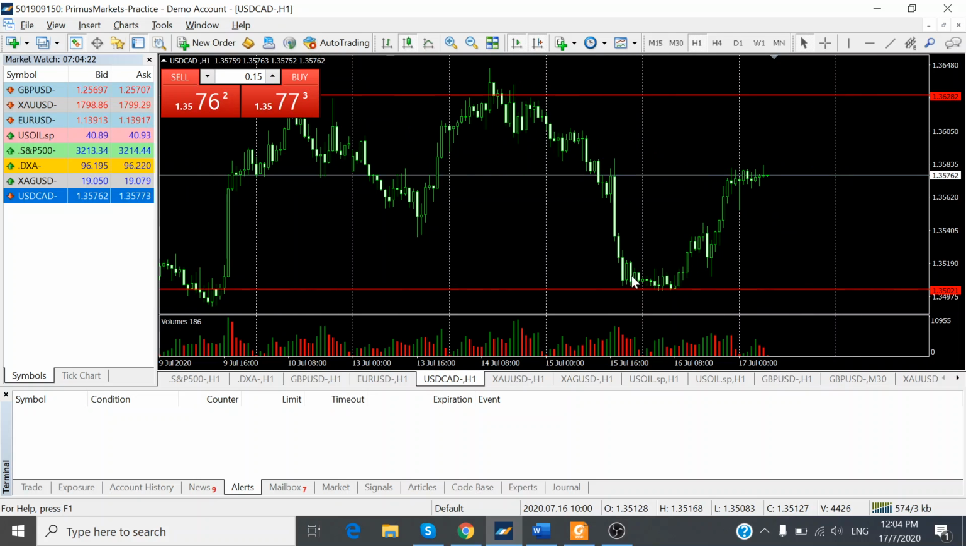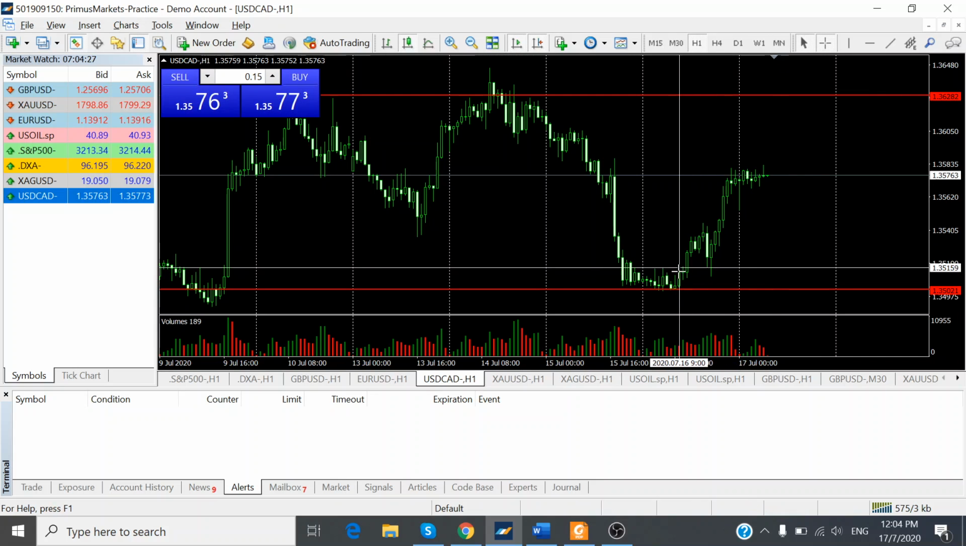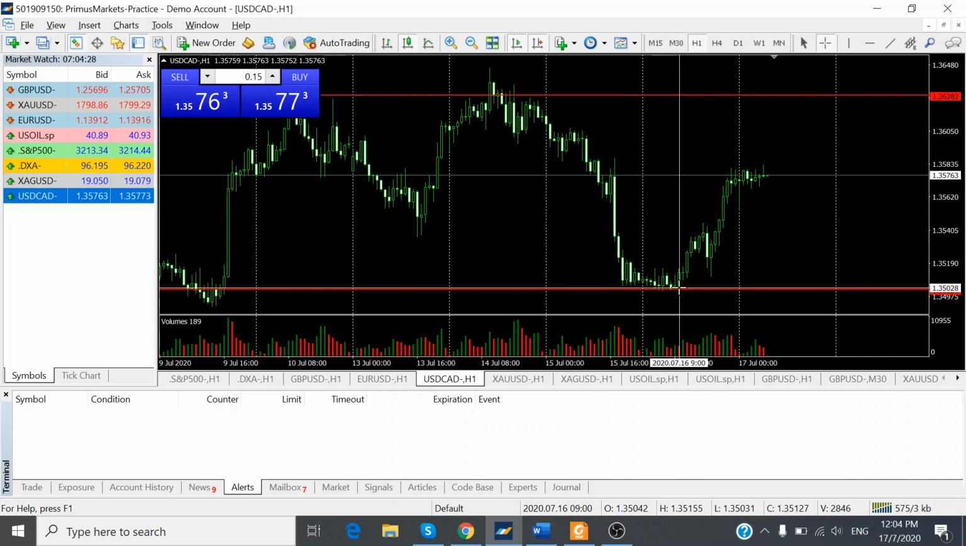And towards yesterday, after resting and consolidating for quite a number of hours, the Canadian dollar started to weaken again, starting at 2 p.m. Canadian dollar weakens and it starts to go up from 1.3505. In this case, of course, it means that the US dollar was strengthening against the Canadian dollar. And throughout the evening session, it touched a high of 1.3581, going up 78 pips. So the US dollar strengthened against the Canadian dollar.